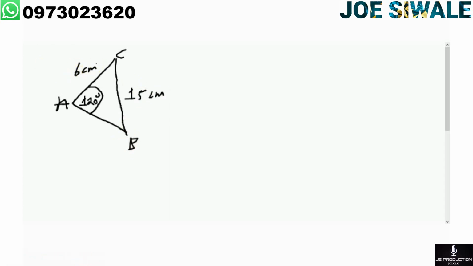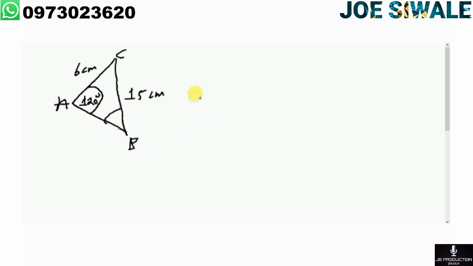So for the second example, I have triangle ABC. Angle CAB is 120 degrees, side BC is 15 centimeters, and side AC is 6 centimeters. I'm supposed to calculate the angle which is at point B. So this angle here, which is at point B.